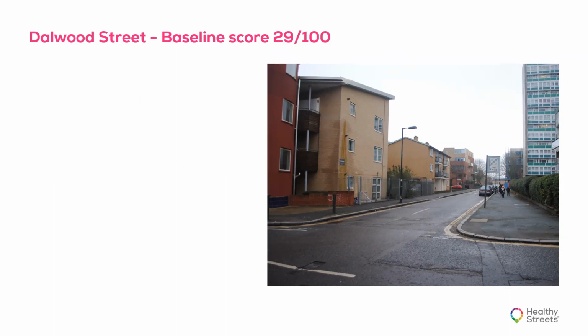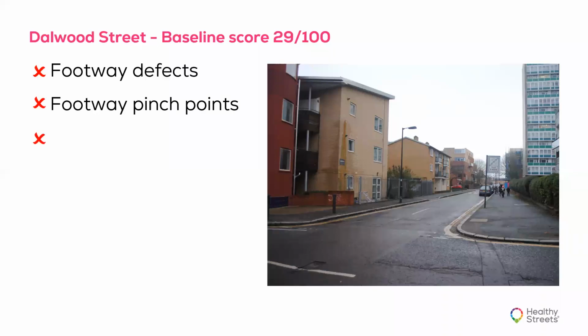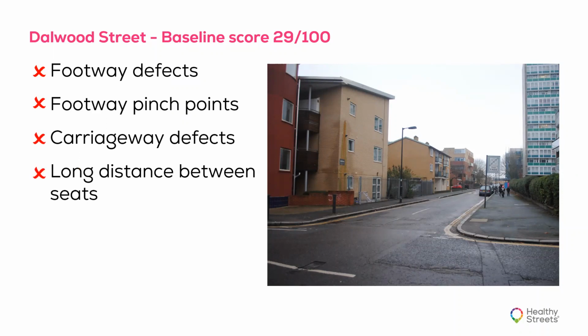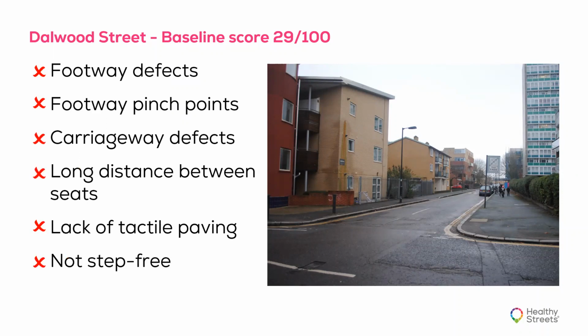However, there were a number of aspects of the street that brought the score down, which were highlighted by the check tool. First of all, there were many footway defects and pinch points. There were carriageway defects and long distances between places to sit down. There was a lack of tactile paving. It was not a step-free environment, and there was a lack of greening.